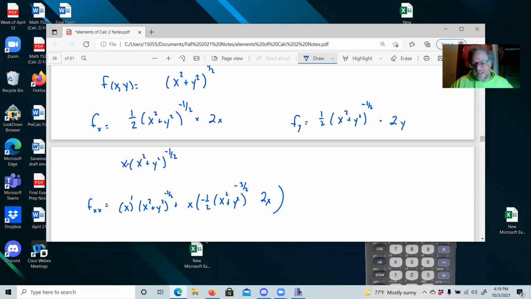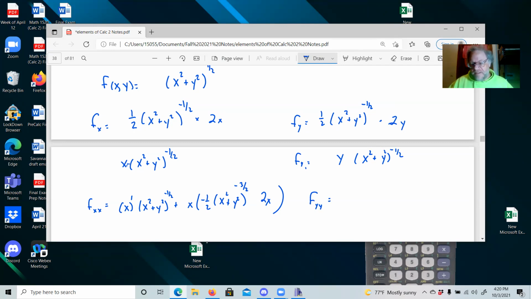All right, so there's a lot going on there. Sorry about that. Our Fy is going to look the same thing. So we have 2's cancel. So we have y times (x squared plus y squared) to the negative 1/2.